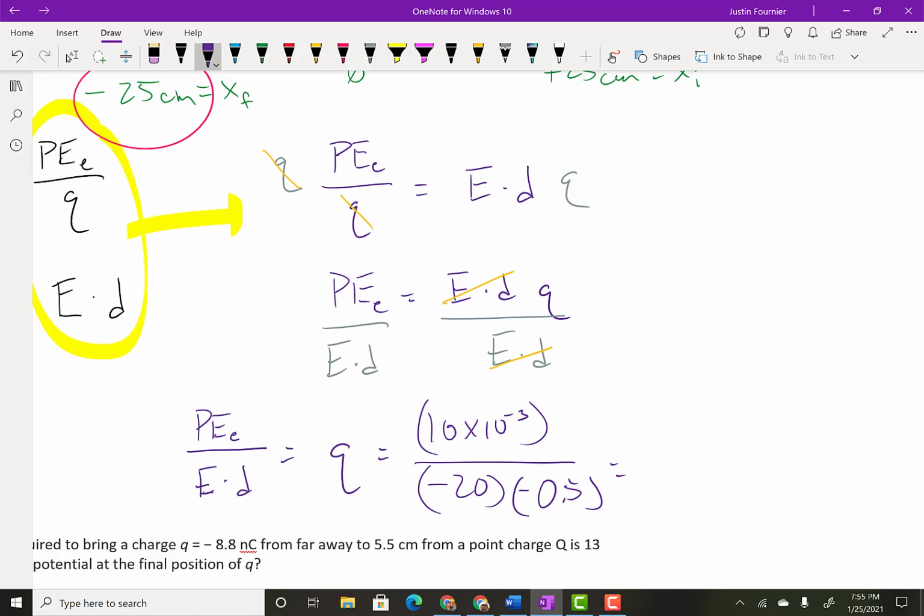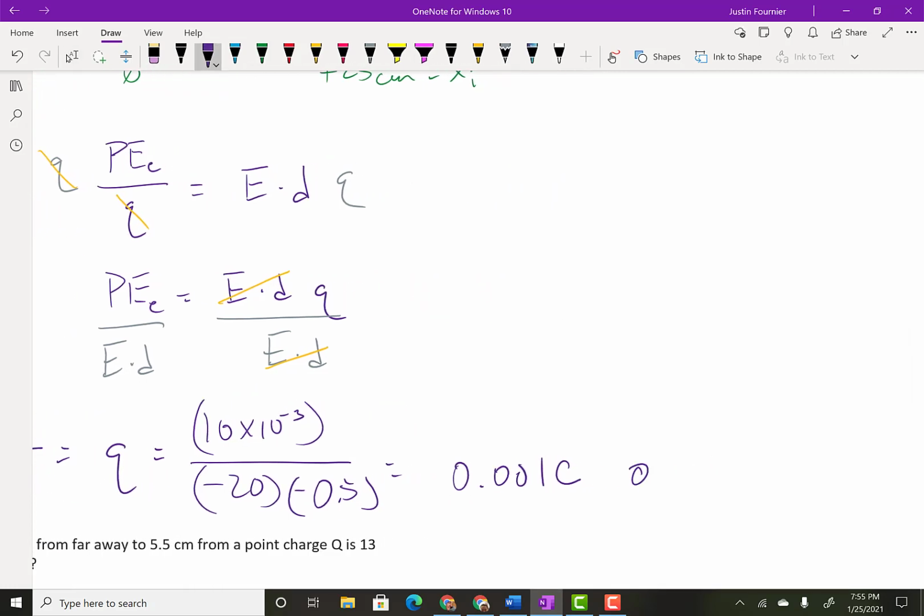And then that's going to give me 10 to the negative 3 divided by negative 20 times 0.5, and I'm getting 0.001 coulombs, because that's the unit of charge there. Or if I convert this, this is also the same thing as 1 millicoulomb. So that's another way to write it. I think that's how it asks you for it, the 1 millicoulomb. So there we go. There's that one.